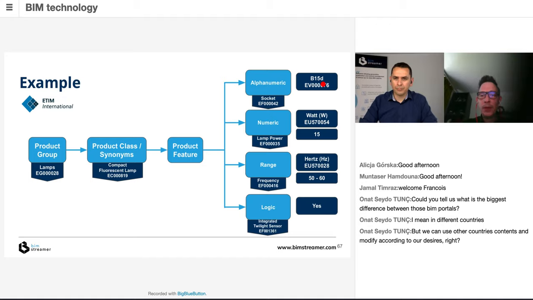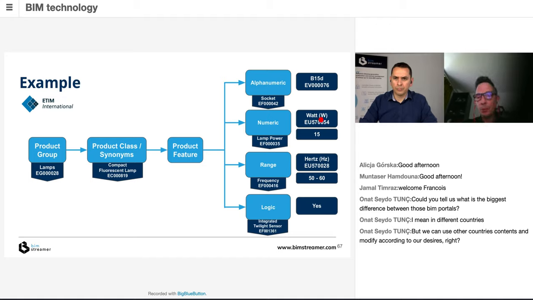The values that it is going to represent are here. So the socket is then an alphanumeric possibility. Terribly sorry about that. That is an EF, which means feature. An ETIM feature contains two or more EVs. EV stands for ETIM value. And in this case, B15D was chosen. I am not familiar at all with lamps, so I cannot tell you what it means.